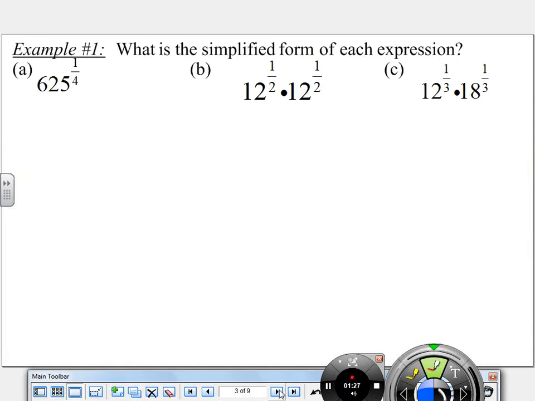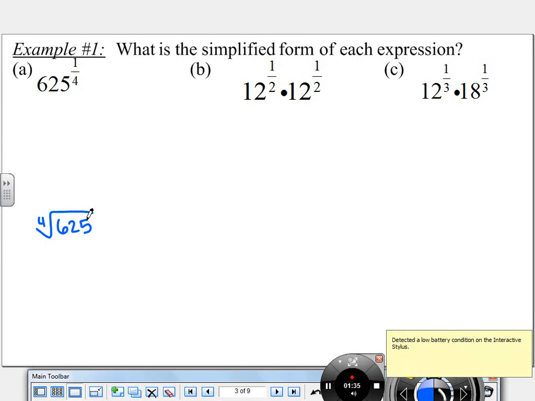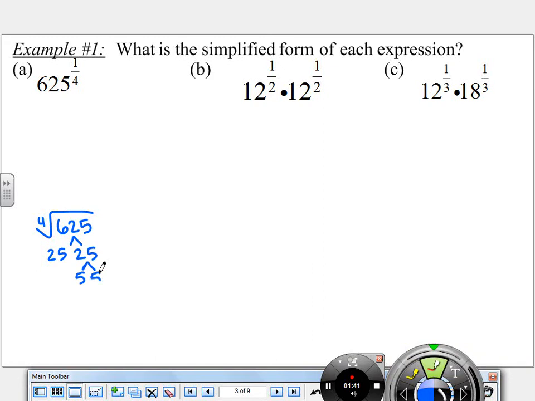All right, so when we look at examples, when I think about 625 to the 1/4, what I'm really thinking to calculate that answer is what is the fourth root of 625. So if you're unsure, you could break down 625. It's 25 times 25, 5 times 5 times 5 times 5. So it turns out that this is equal to just 5. Okay, so 625 to the 1/4 power is the same as 5.